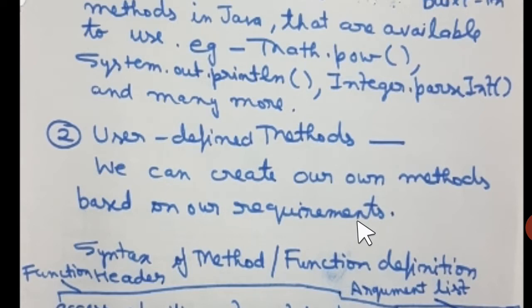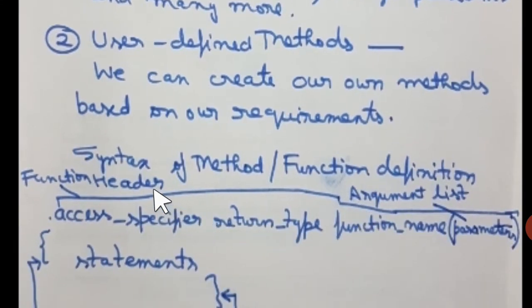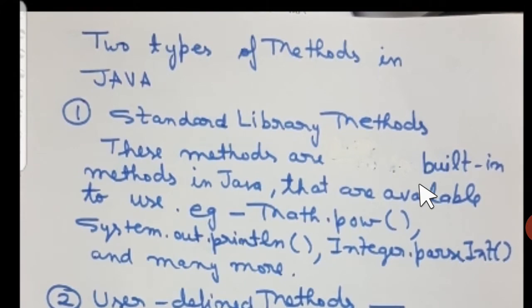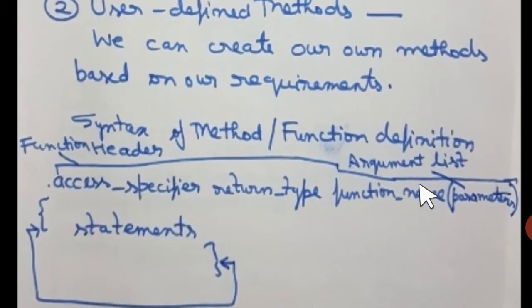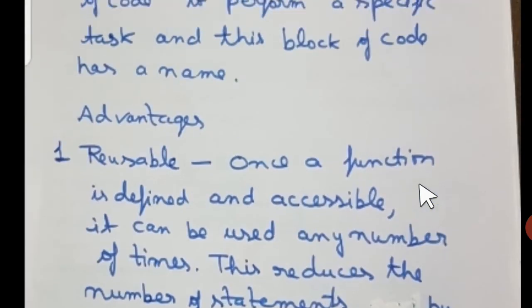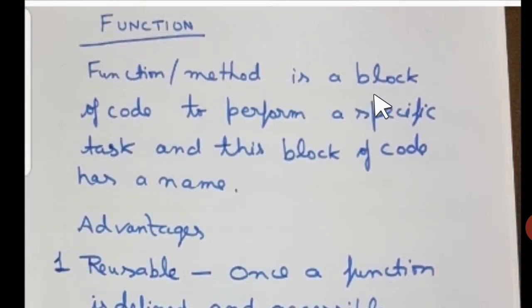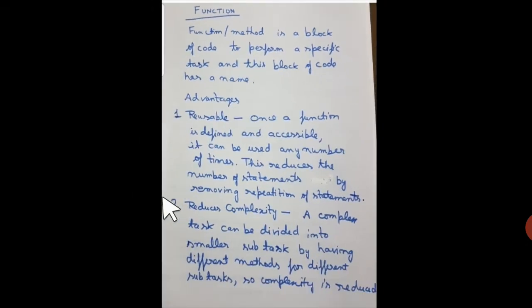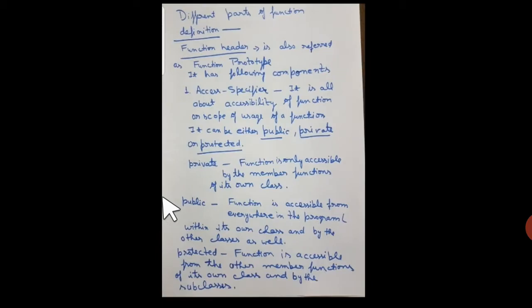All right. Now students, we are going to discuss the syntax of method or function definition. Don't get confused that previously I already told you the definition. That definition, that a function is a block of code to perform a specific task and this block of code has a name, was to make you understand the concept. Now how the real function is created or defined, that is what we are going to discuss just now.